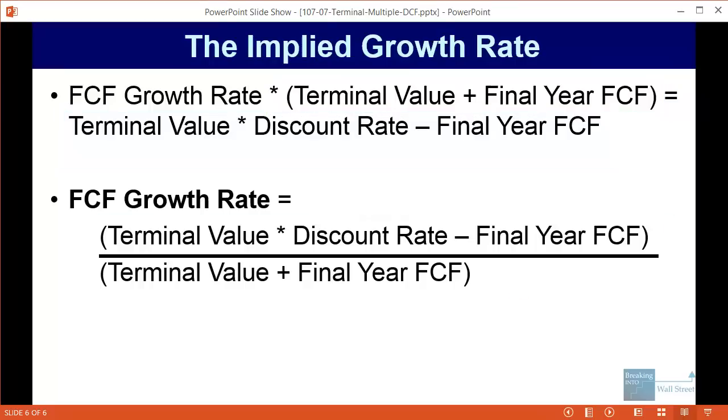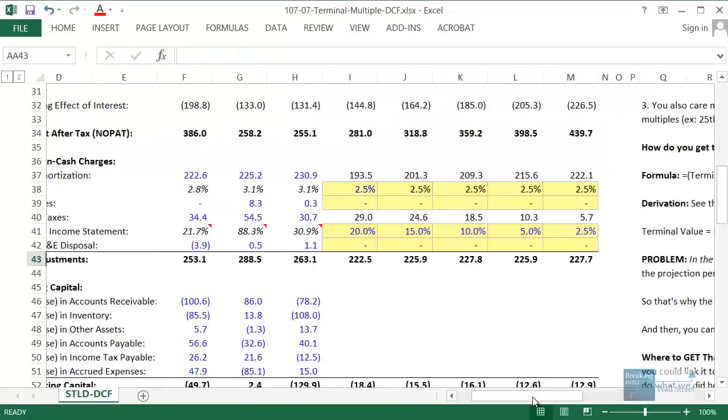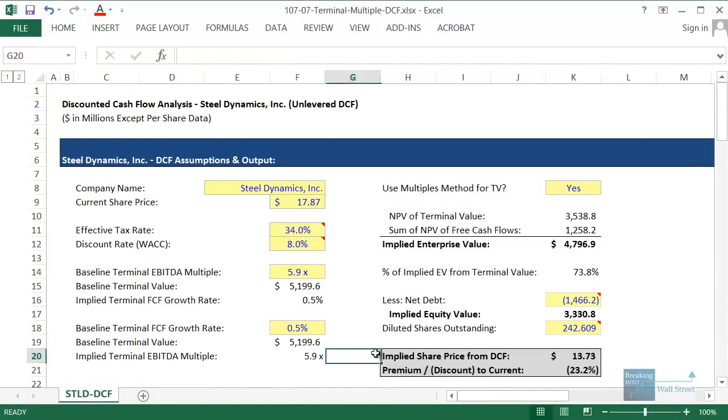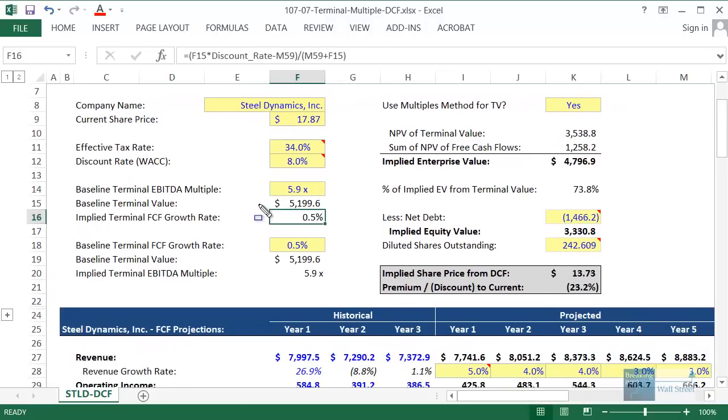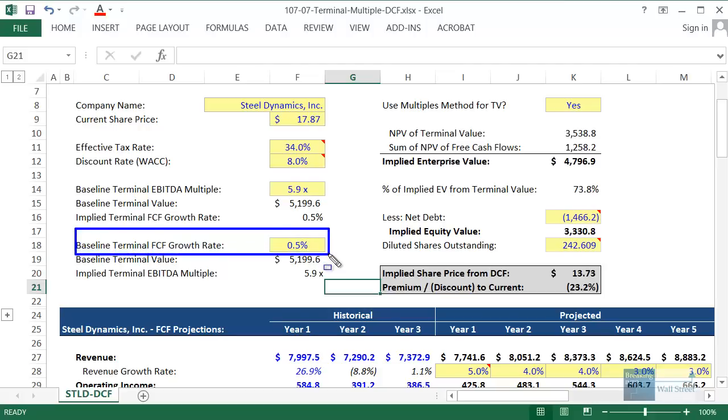Now, how do we actually use this in real life? Well, in this case, let's go back and take a look at our Excel file. So here, the conclusion is that our implied free cash flow growth rate, using that exact same formula I just showed you, is 0.5%. And when we calculate the terminal value using the long-term growth rate method instead, we're also using 0.5%.